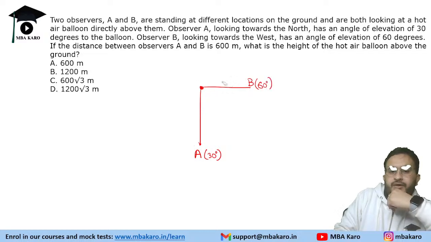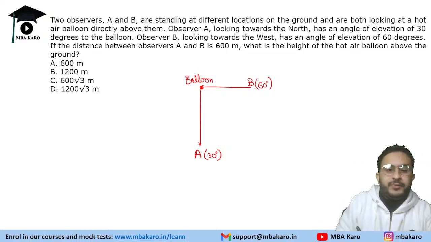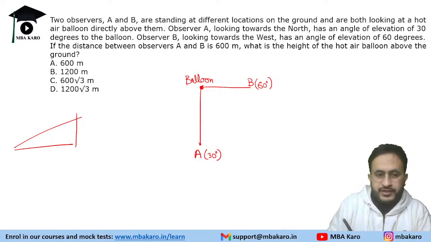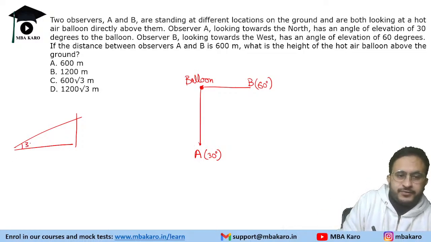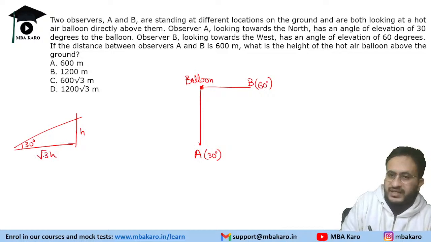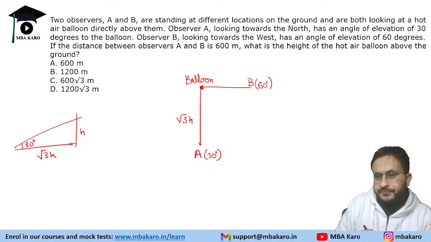Okay. Now we will make two triangles to understand the distance between the balloon A and B. Right. So how are we going to make it? If you see 30 degree, forget which direction they are looking from. Take a north, south, don't worry about it. If some person is looking at 30 degree and this height is h, this length will be root 3h, isn't it? So this distance from balloon to A will be root 3h. Got it?